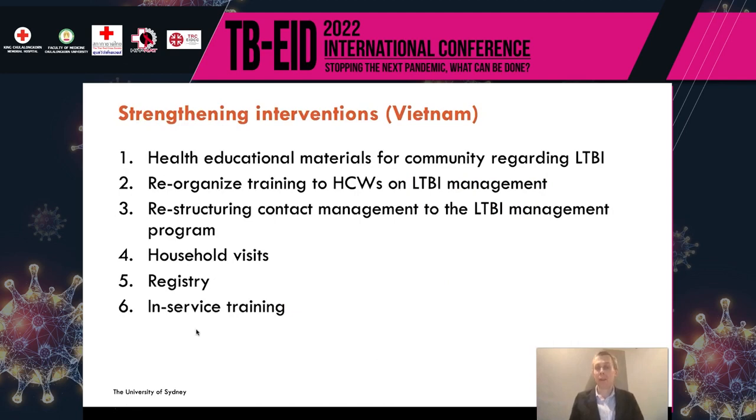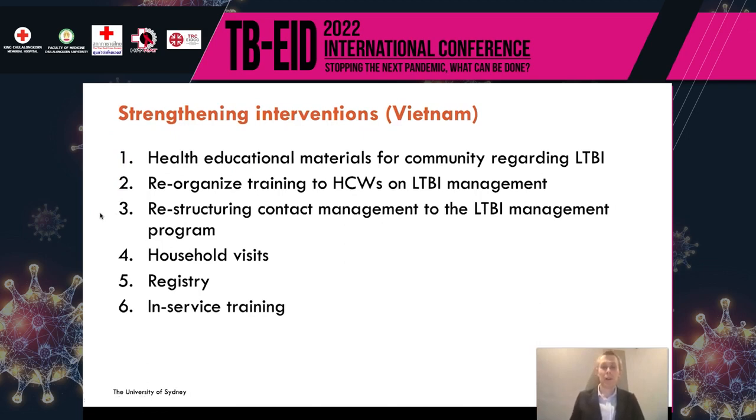The interventions that we designed in Vietnam, based upon those data that I mentioned, include the development of health educational material for the community regarding latent TB infection, which can be offered at the point of contact investigation. We organized training for healthcare workers about latent TB infection management. We restructured contact management so that we were able to deliver it at healthcare facilities.